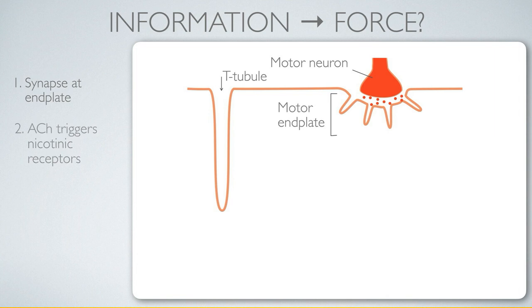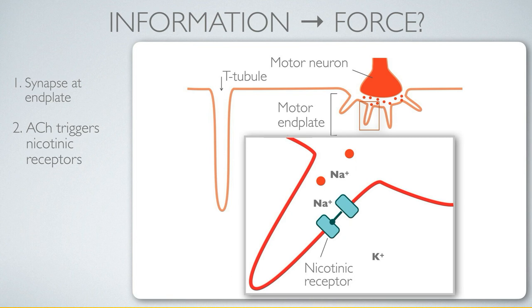What happens then? Step 2, acetylcholine triggers what are called nicotinic receptors. All right, so let's focus in on one of these little finger-like projections at the motor end plate. That's what we have here. And the cell membrane in the motor end plate is packed with these nicotinic receptors. And they're similar to other ligand-gated channels that we've seen before, with some distinctions. So first of all, they bind to acetylcholine molecules. That causes them to open their gate, which allows for ion flux.